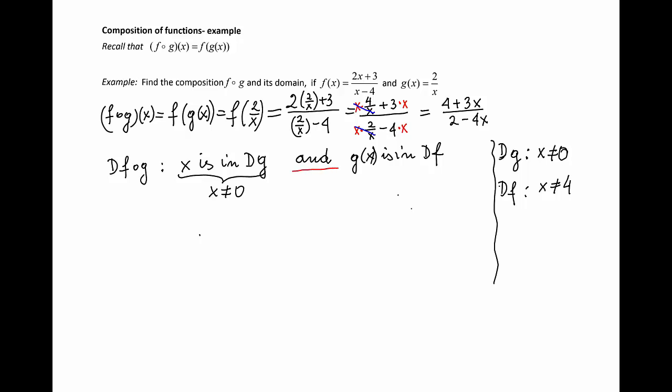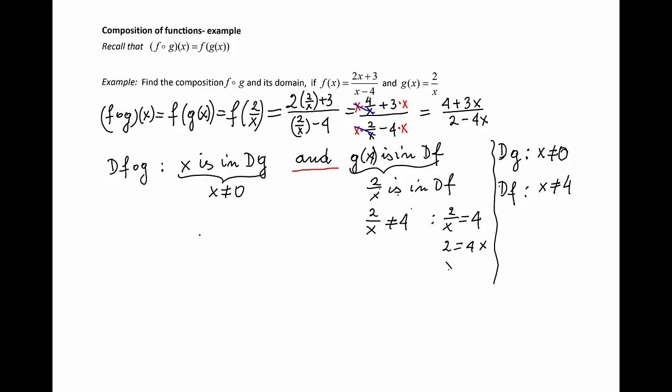Now I have here a case that I want this to be simultaneously true with the fact that g of x is in the domain of f. So this means that 2 over x, which is g of x, has to be in the domain of f. And that simply means that 2 over x cannot be equal to 4. Separately, I will find the values of x for which 2 over x is exactly equal to 4.